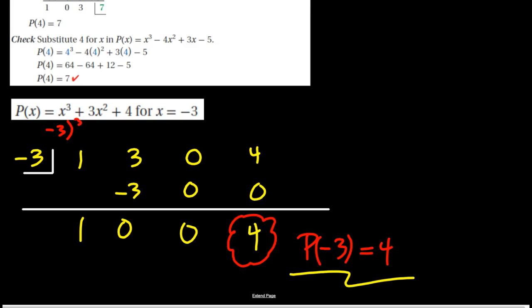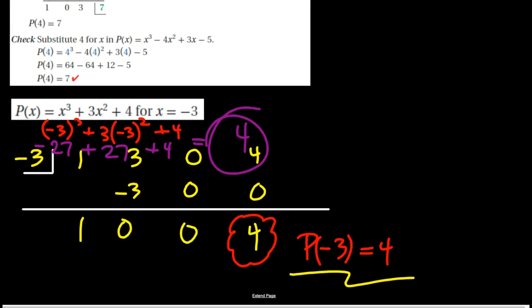I don't know if that's really any easier than just putting negative 3 in. Negative 3 cubed plus 3 times negative 3 squared plus 4. It's the same thing. Negative 3 cubed, that's negative 27. Negative 3 squared times 3, that's positive 27. So negative 27 plus 27 plus 4 equals 4. You get the same thing either way.